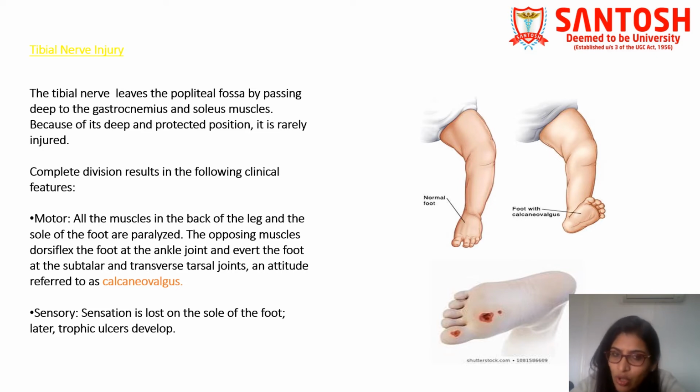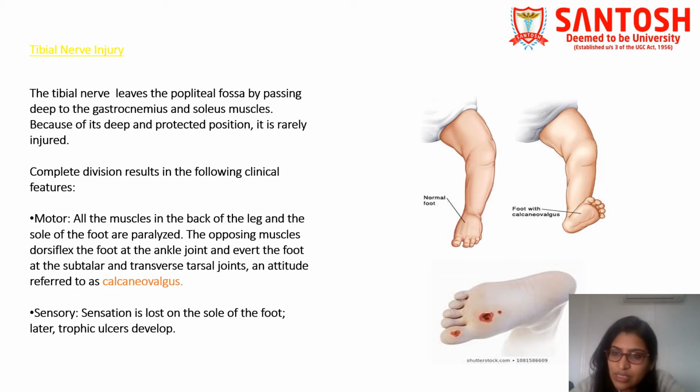In the motor component, all the muscles in the back of the leg and the sole of the foot will be paralyzed. So the opposing muscles will dorsiflex the foot at the ankle joint, and in this diagram you can very well appreciate it will evert the foot at the subtalar and the transverse talar joints, and this attitude of deformity is known as calcaneo valgus. So this is a normal foot, and if there is tibial nerve injury, you can see the foot will become like this, and this attitude is known as calcaneo valgus.